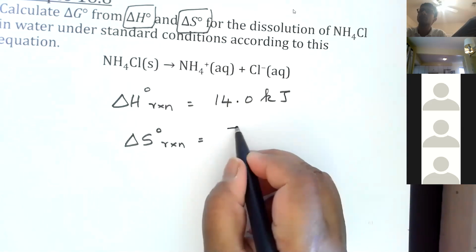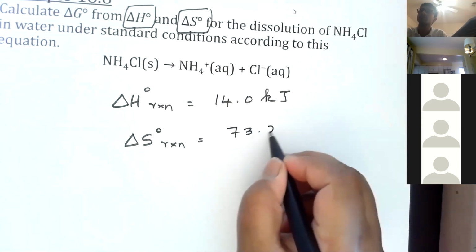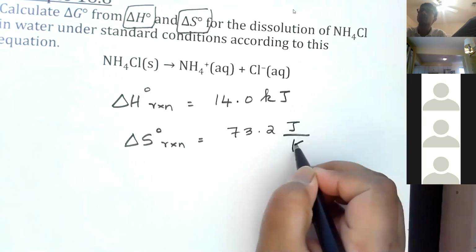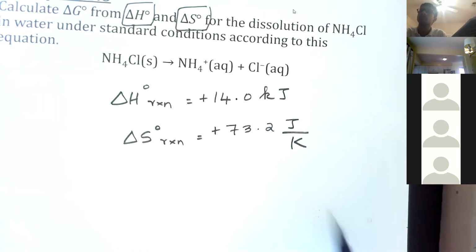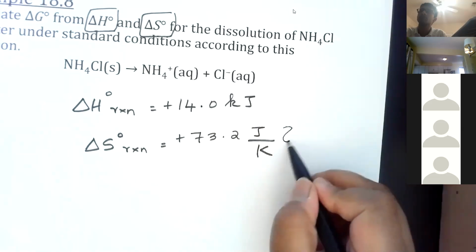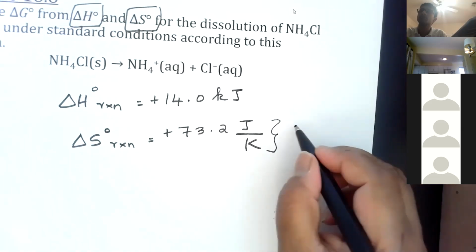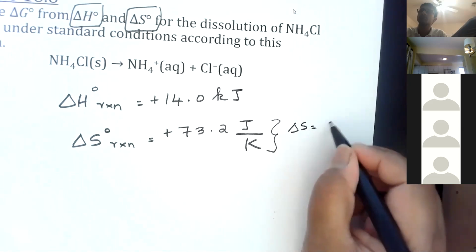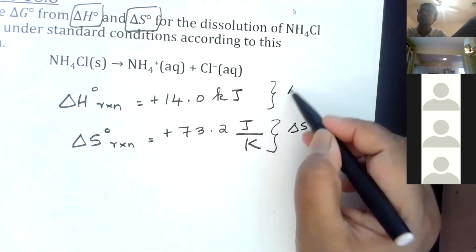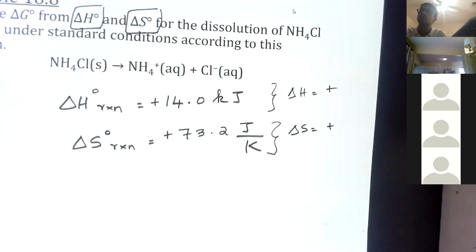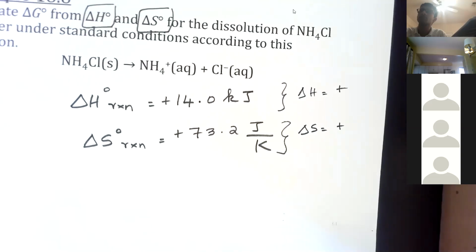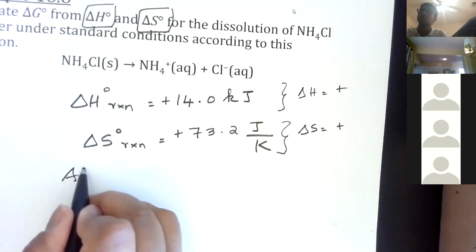Now this is 73.2 joules per Kelvin. Both are positive. See that? This is favorable. Delta S is positive. Delta H is endothermic. Now, we do the dissolution at 298 Kelvin.